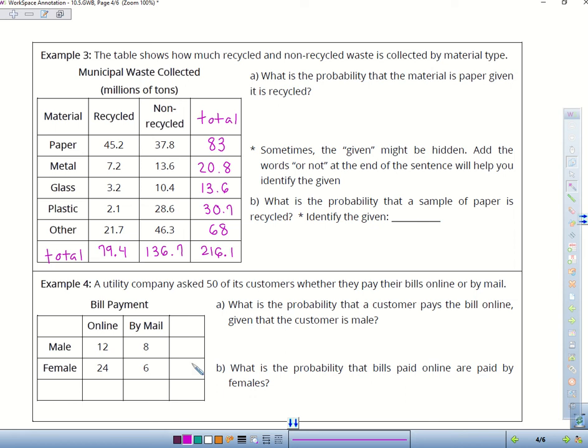So once you have listed all these values, now we're going to look at the problems associated with them. What is the probability that the material is paper given it is recycled? So, given it is recycled, we're looking only at recycled materials. What amount of recycled material do we have in total? 79.4. And of that recycled material, what amount of it is paper? 45.2. Very good.